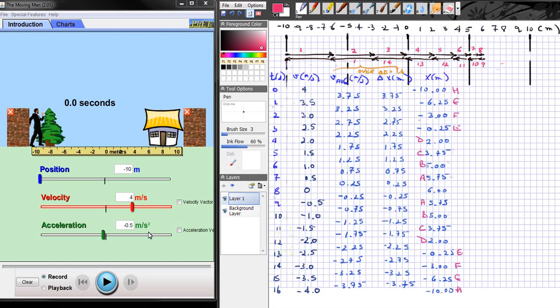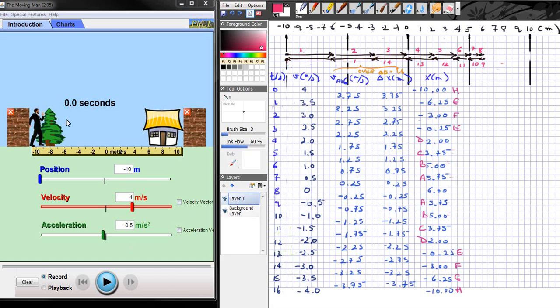All right, so this is an example of a situation where for part of the motion, acceleration and velocity are anti-parallel, that is pointing in opposite directions. And so what I've done here is I've started the man out with an initial velocity of 4 meters per second. You can see that in the table here as well. Put him at time 0 at position minus 10, so that corresponds with this first row. And I've given him an acceleration of minus 0.5 meters per second squared.